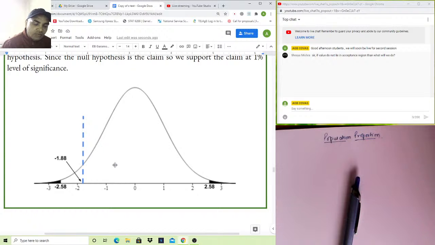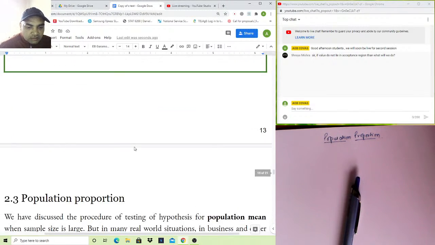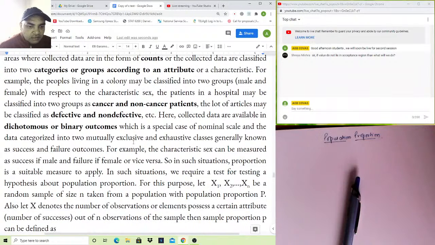If it is not true, if this value does not come in the acceptance region, then we will reject the null hypothesis and accept the alternative hypothesis. That is, we say that the mean height of the Punjab woman is not equal to that of the Tamil Nadu woman. Okay, so this is how we do. So I think now this question of Shreya Mishra is clear.